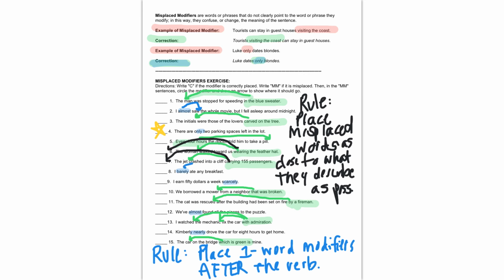If I didn't eat much for breakfast, I had a small breakfast, then I ate barely any breakfast in number 8. And if in earning money, I total very little and maybe earn not even $50, then I earn scarcely $50 a week. I'm going to place that one-word modifier after my verb. I want to take this word almost in number 12 and put it after my verb.